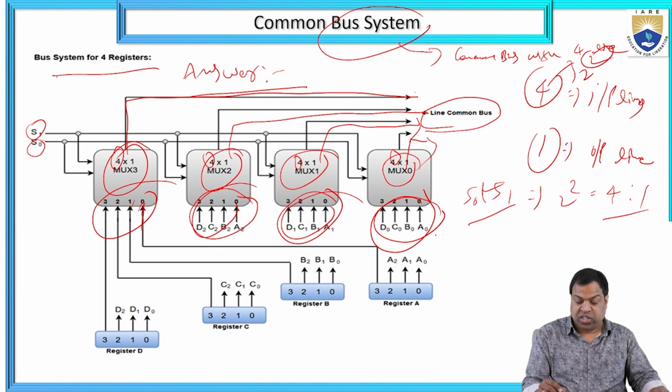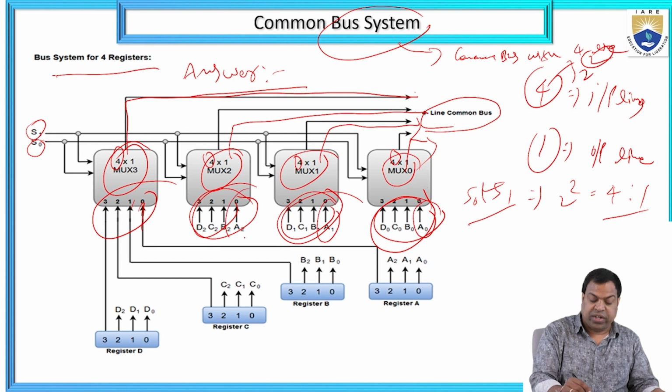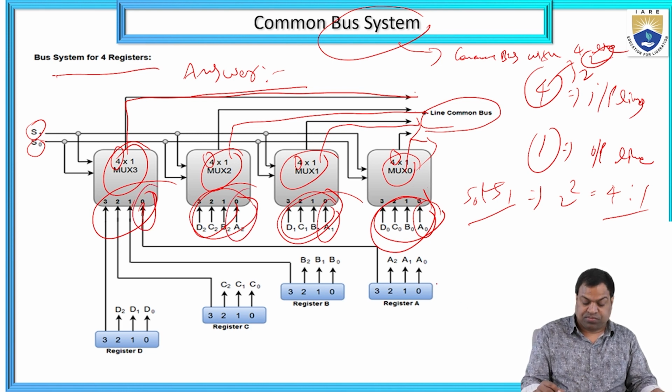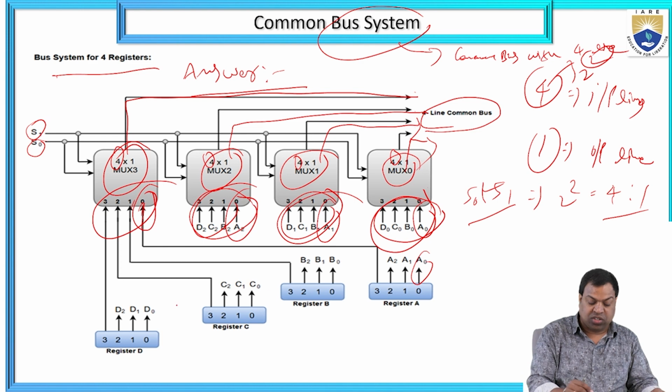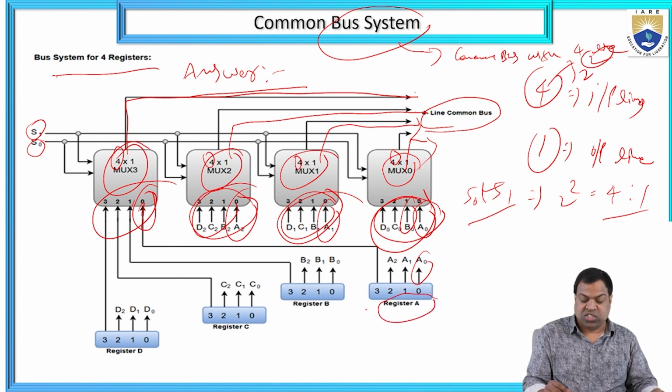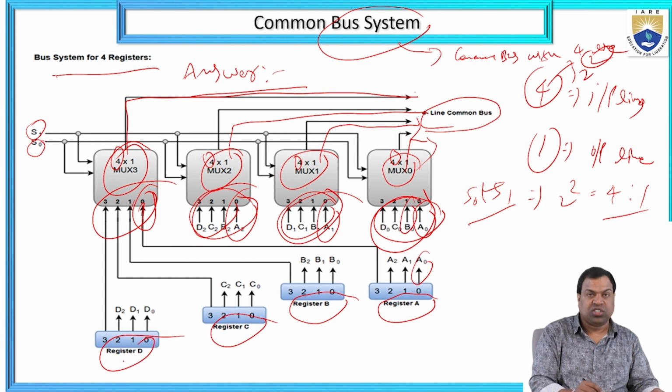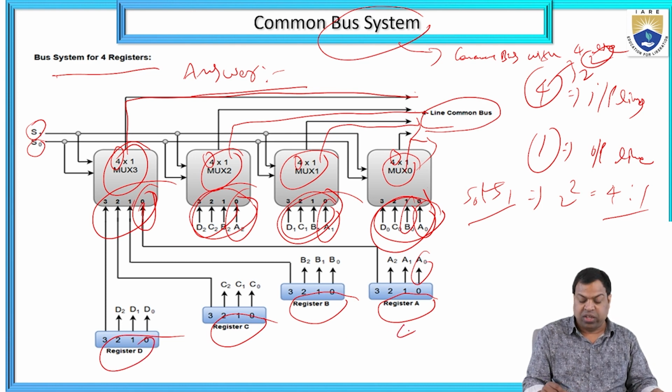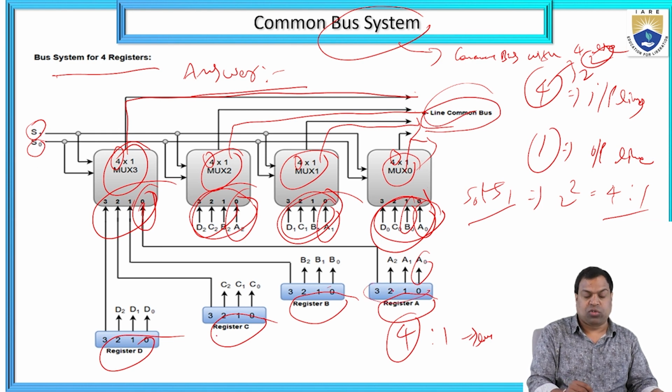So what are the input lines? Here I am taking A0, A1, A2, A3. So A0, B0, C0, D0. Here B0, B1, B2, B3. C0, C1, C2, C3. D0, D1, D2, D3. How many are there? Total 4. So here register A, register B, register C and register D. So how many registers are there? Here I am taking 4 registers with 1 output line. So 4 line output with 4 registers. Here 4 input lines each.